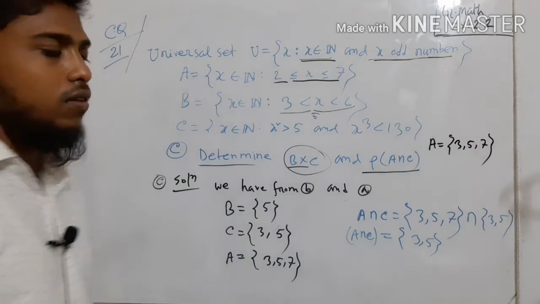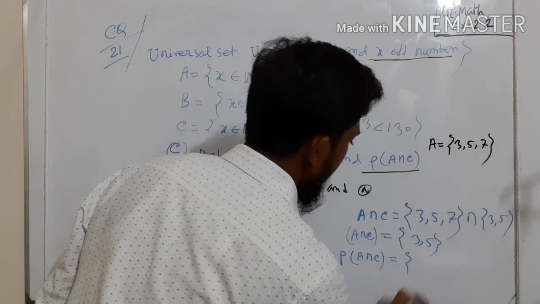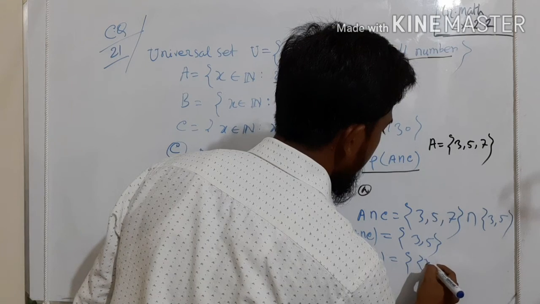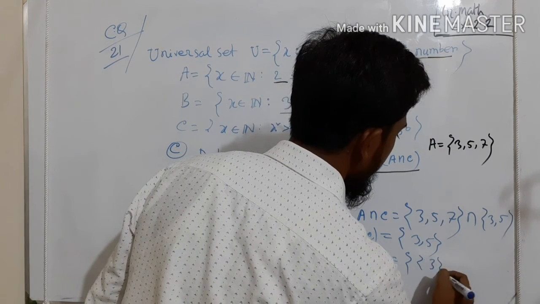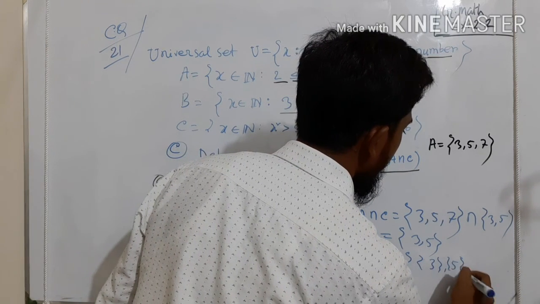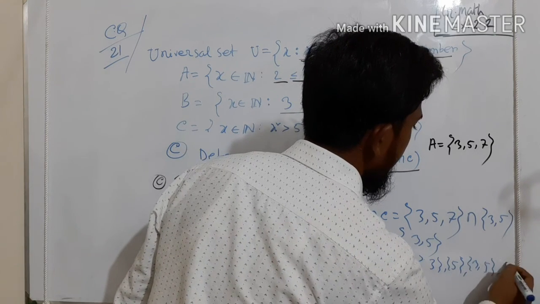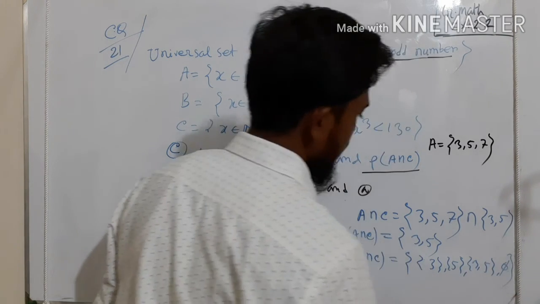So the power set, the subsets of A intersection C, that is {3}, {5}, {3, 5} and the empty set. This is our answer.